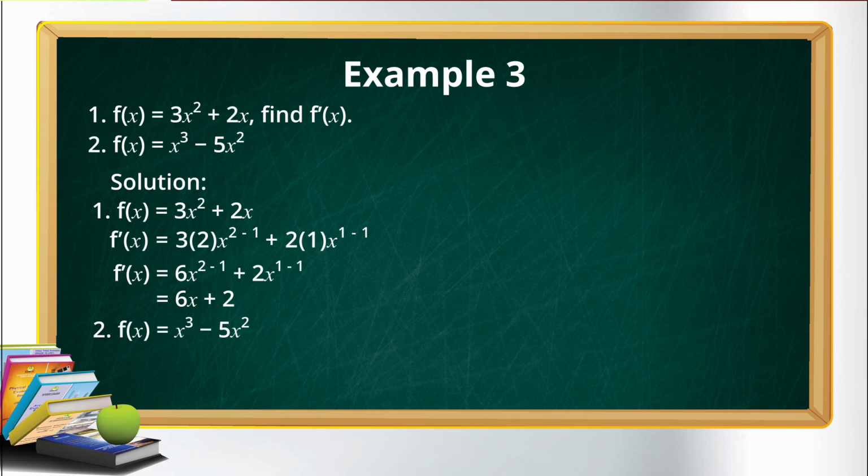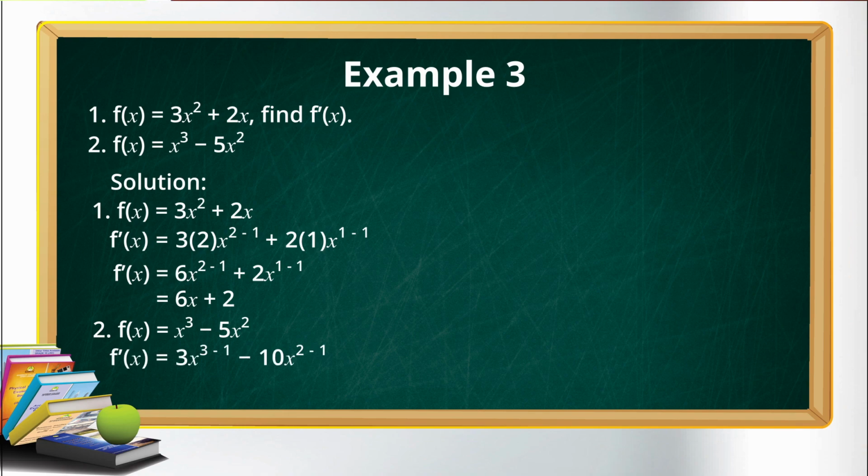The second one is just as easy. Number 2. F of x is equal to x cubed minus 5x squared. Multiply the integer by the function and subtract 1 from the exponent. F prime x is equal to 3 times x to the power of 3 minus 1 minus 5 times 2x to the power of 2 minus 1.